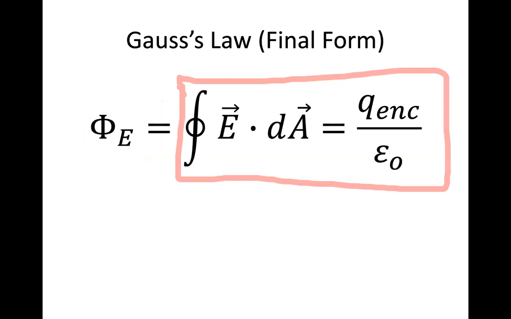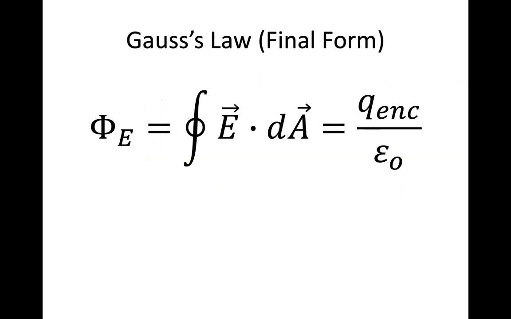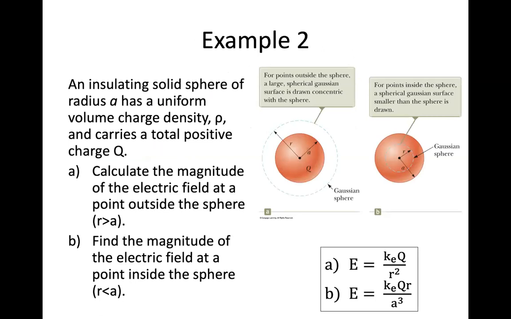So Gauss's law, super important, have it written down in its final form with all three things equal to each other. And always remember, do the vector first, then the calculus. First the vector, then the calculus. Cool, so let's do some examples.